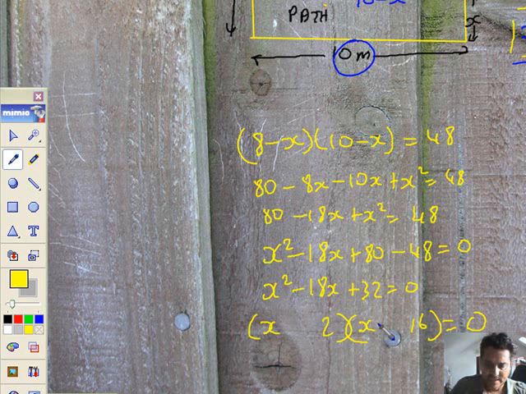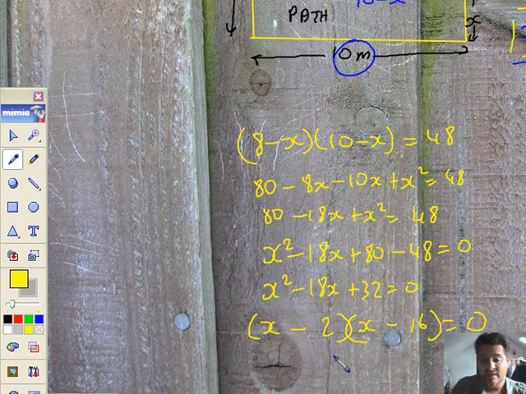I need a double negative. When I multiply minus 2 and minus 16, I will get plus 32. I will also get minus 18x. Quick check. x times x is x squared. x times minus 16 is minus 16x. Minus 2 times x is another minus 2x, hence the minus 18x. And like I said initially, minus 2 times minus 16 is positive 32.